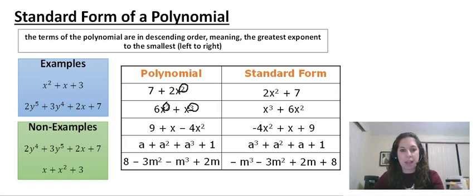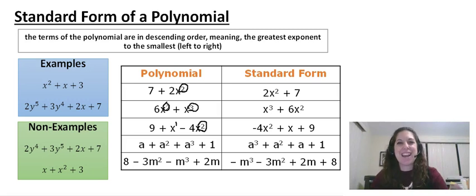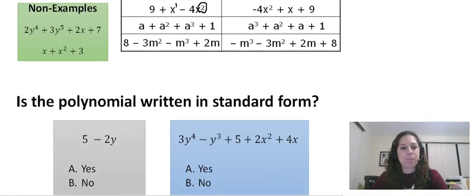9 plus x minus 4x squared. Same thing. We have a 2. Remember, if there's not an exponent there, it's still a 1. The 9 doesn't have a variable. So we need to write this as negative 4x squared plus x plus 9. And then I have 2 more examples there. So just remember standard form, greatest to least. I can't repeat that enough. Greatest to least on those exponents.